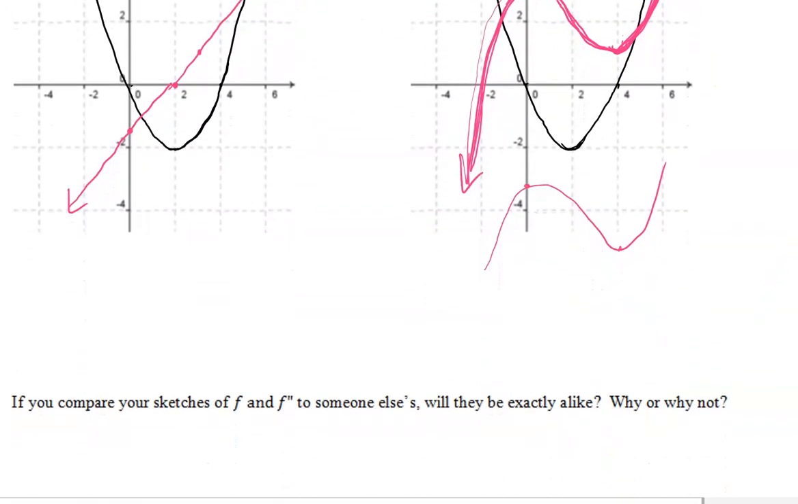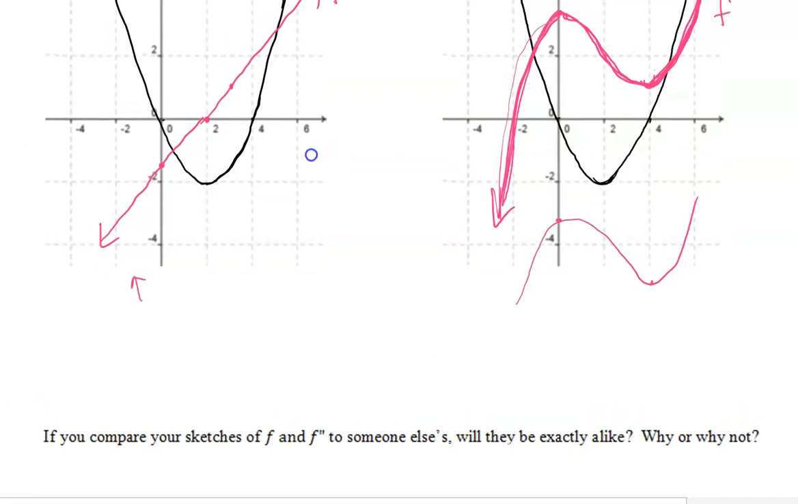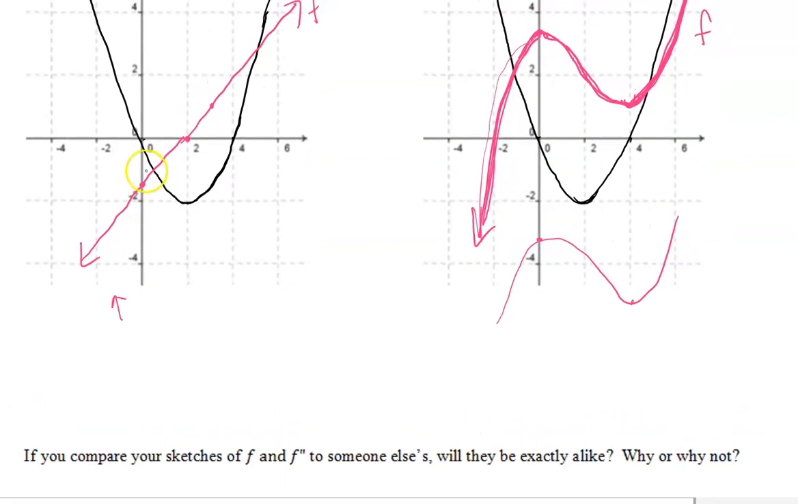Okay, which kind of answers this next question. If you compare your sketches of f and f prime to someone else's, will they be exactly alike? This one should be right about the same. If your estimates were a little bit different, it might be tilted a little bit differently, like maybe you have a point a little bit higher here and this is a little bit lower, but it should be a linear function passing through 2, 0. And then this one, we already talked about ways that it could be different. The shape could be the same, but the location vertically could be different.